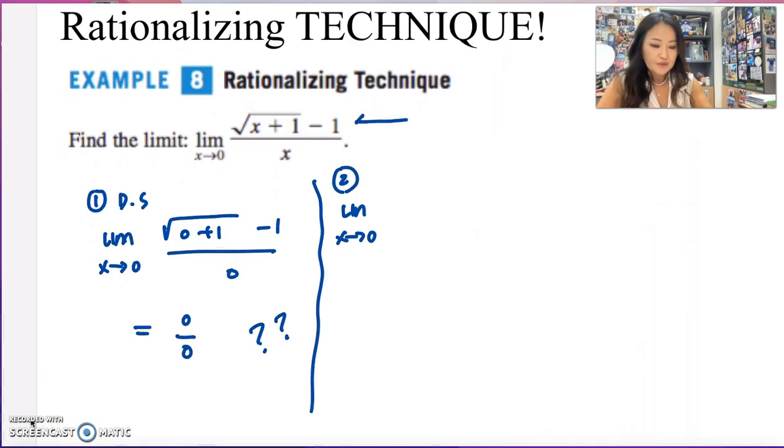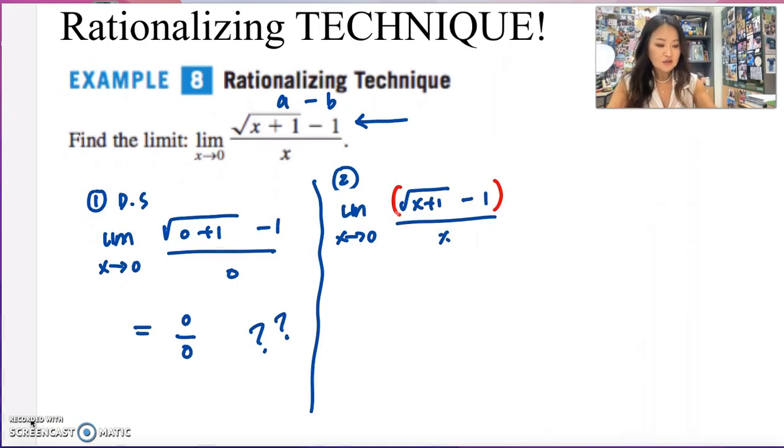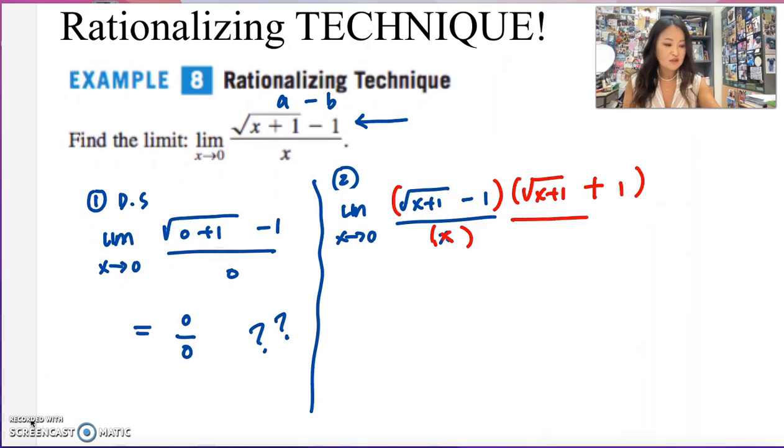And look at the top here. Pretend this is a minus b, right? The conjugate of that would be a plus b. So I'm going to write this expression: square root of x plus 1 minus 1, over x. But I'm going to actually rationalize. How do I rationalize? Square root of x plus 1, that doesn't change, plus 1. Rationalizing.